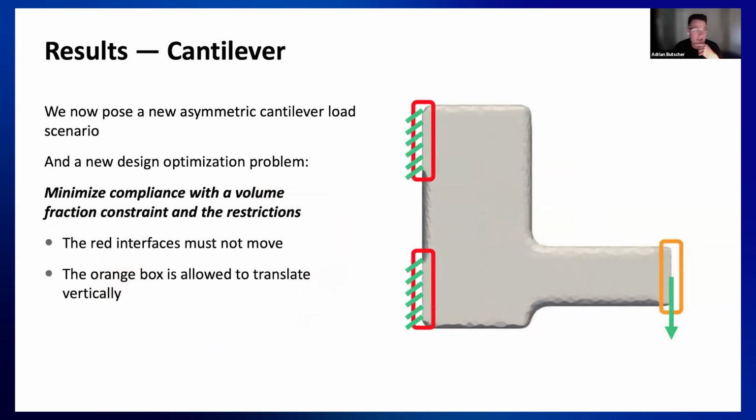So here's another setting. We're going to apply this to a cantilever. It's a very simple cantilever problem. We're still going to minimize the compliance with a volume fraction constraint, and we're going to impose additional restrictions. First, the red interfaces, which is where the left-hand side of the cantilever attaches to its supports, are not allowed to move. But the orange box, which is where the load is applied, is allowed to translate, and we're going to allow it to translate vertically.